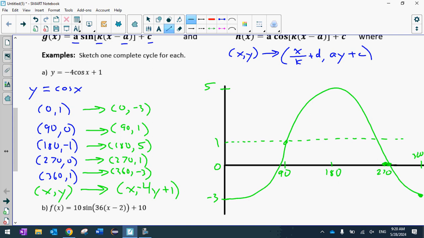Why does it start at its minimum? What is it about this that made it start at its minimum? Yes, it's reflected in the x-axis, or inverted. Cosine usually starts at maximum, now starts at its minimum.